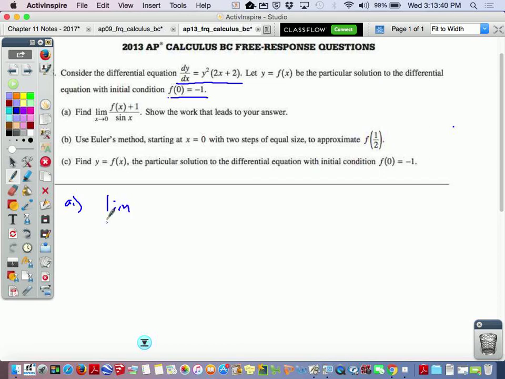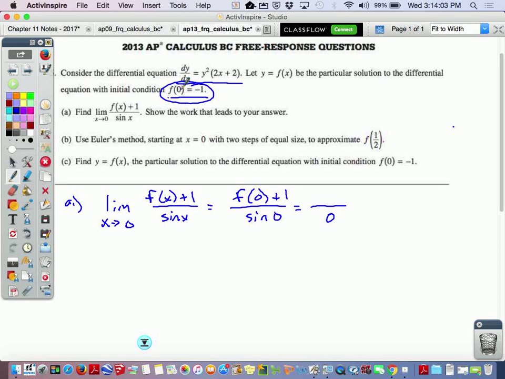It is asking us to evaluate the limit as x approaches 0 of (f of x plus 1) over sine of x. So anytime we have a limit, we always want to plug our value in. To evaluate this, we would do f of 0 plus 1 over sine of 0. Well, sine of 0 is 0, and f of 0, they tell us that initial condition, is equal to -1. So we get -1 plus 1.